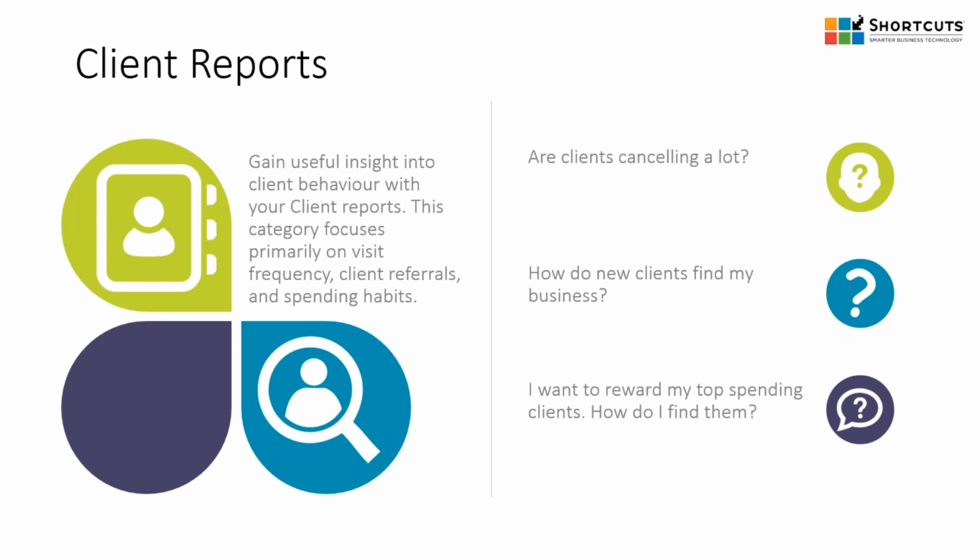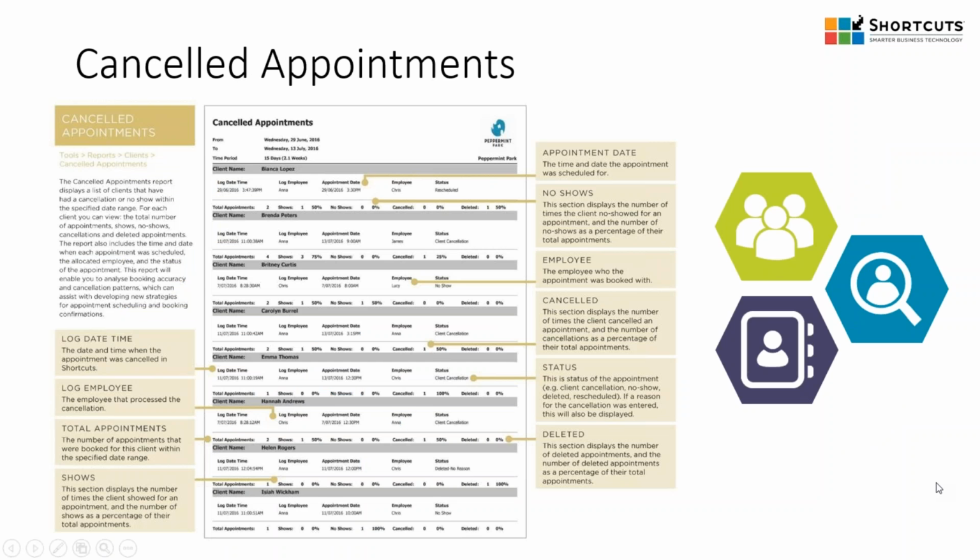So let's take a look at the reports that we think can answer these questions. The first one here is the canceled appointments report. This report, over any time period that you choose, can show you statistics on any client that was booked, how many appointments they had, if they showed up, if they no-showed, if they canceled, and also if an appointment was deleted, and it gives you a percentage of all of those as well.